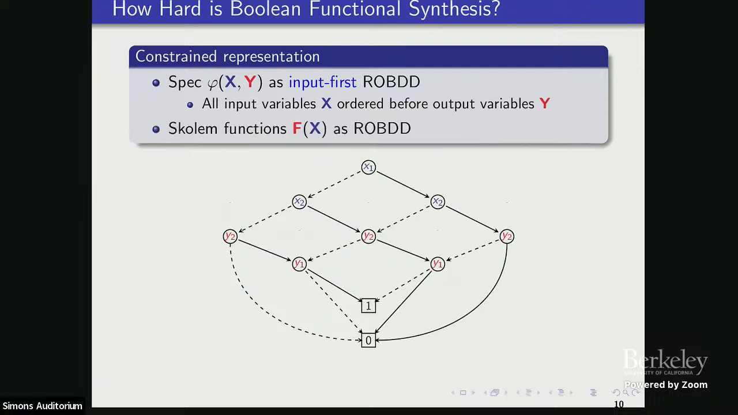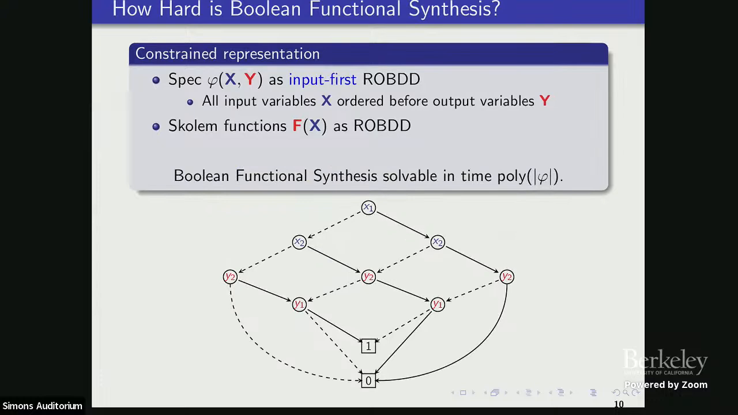And if you want the outputs also as ROBDDs, so this is constraining how the input specification is going to be represented, and also how the output functions are going to be represented. If this is your setting, then it turns out that you can do it in polynomial time, and it's actually very simple to see how you can do it. So I'm going to illustrate right here on this example.